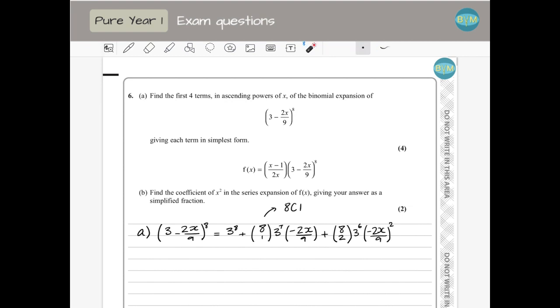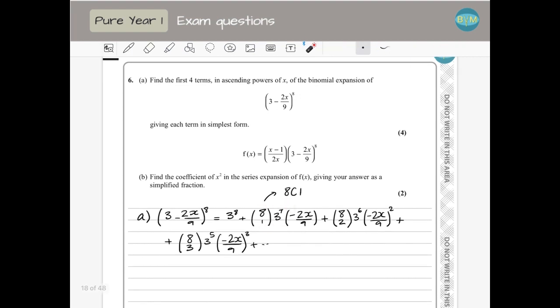And I need 4 terms, so I have 1, 2, 3, I need 1 more. And plus 8 choose 3, 3 to the power of 5, and the same bracket to the power of 3. I'm just going to use the calculator to find these coefficients. So just be careful when you do these whole things with the sign. So this is going to be minus, and then I have 8 choose 1 with the calculator, which is 36, then 3 to the power of 7, and then minus 2, and this 9. So all together.